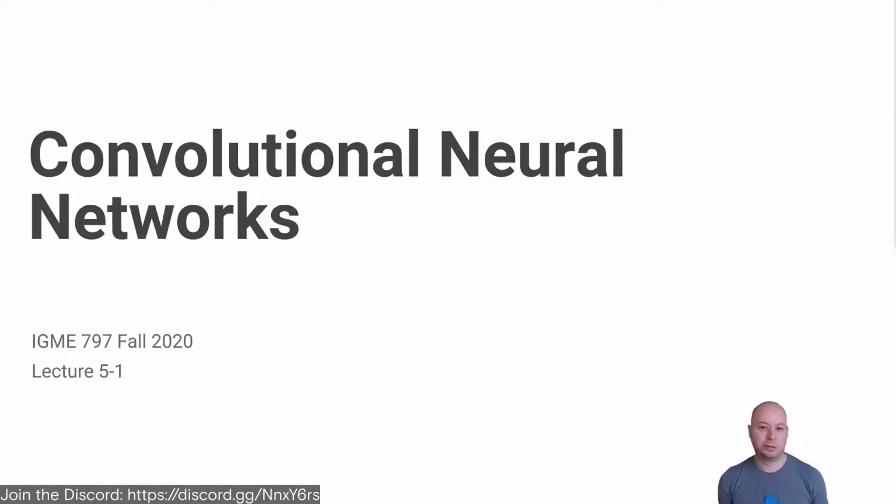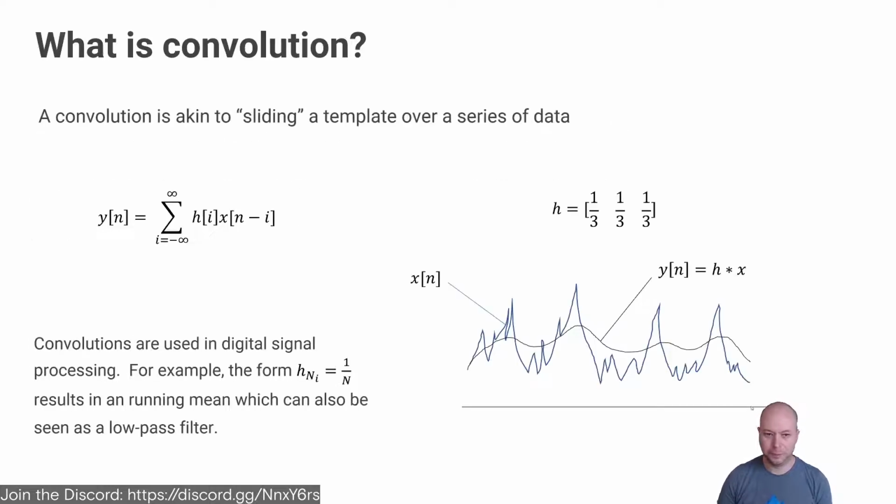So enter this new concept of convolutional neural networks, which we'll talk about today. But before I talk about how this can solve some of these problems, let's first talk a little bit about what convolution even is. So here we go. What is convolution? From the more strict digital signal processing standpoint, a convolution can be thought of as sliding a template, or sliding this matrix, this H matrix as shown, or a vector as shown here.